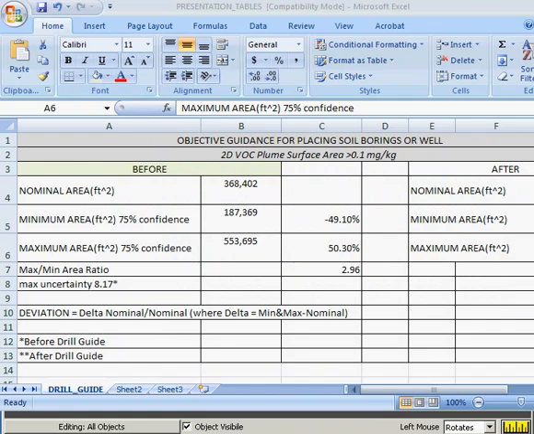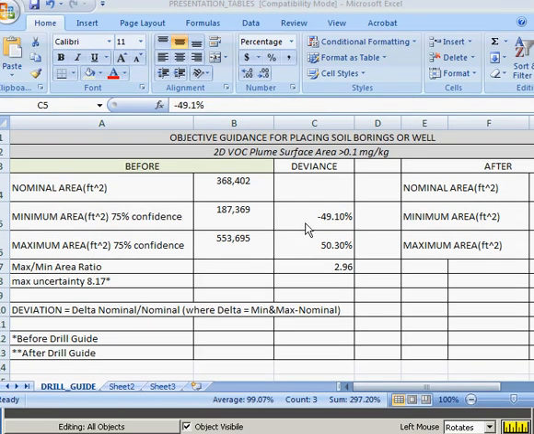So at this point, with our current data set, we can say that with a confidence of 75%, the superficial plume area is most likely 368,000 square feet, but it could be as small as 187,000 square feet or as big as 553,000 square feet. And you'll see by our measures of deviance that that's quite a wide spread. So we want to be able to be more confident about what we can say about this plume, and using drill guide will help us to address that.